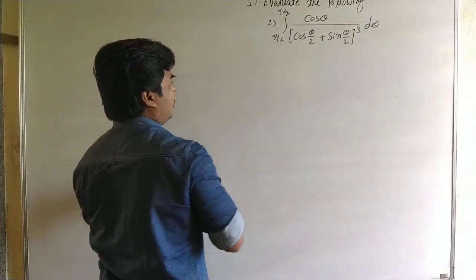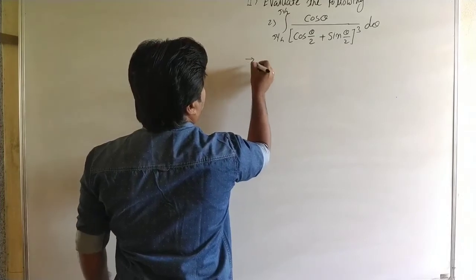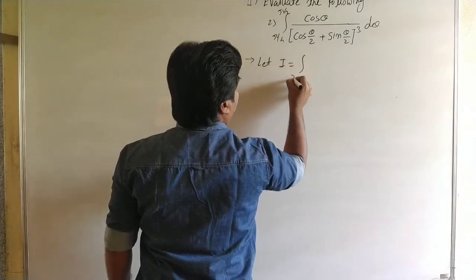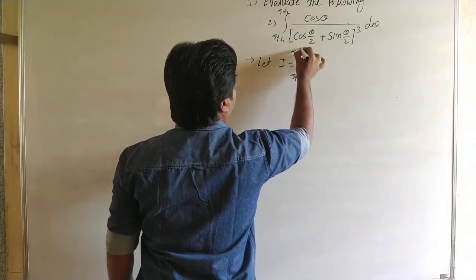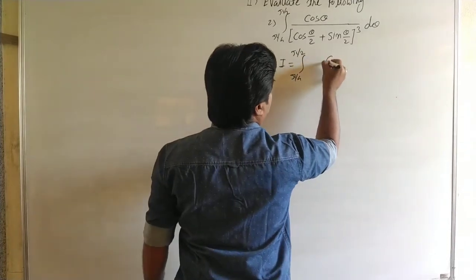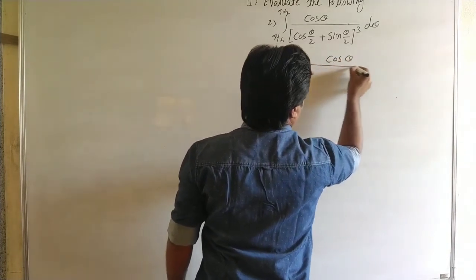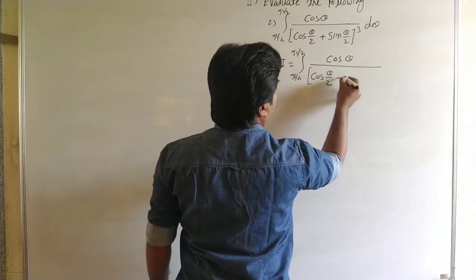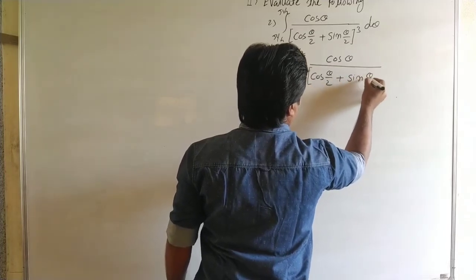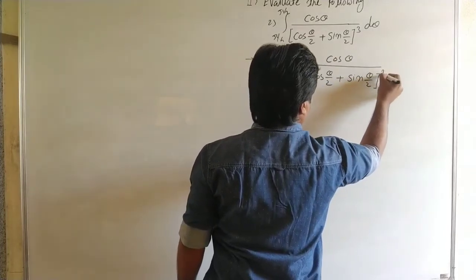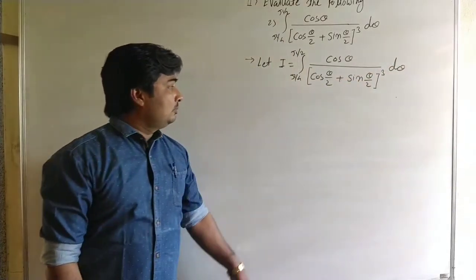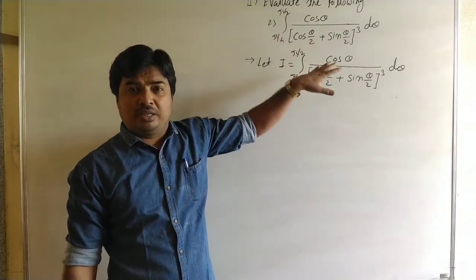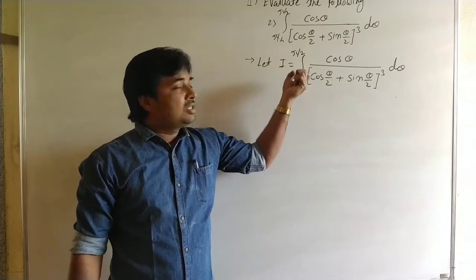Now here let this integral pi by 4 to pi by 2 cos theta upon cos theta by 2 plus sin theta by 2 whole cube d theta. Okay, now here this integral is not of any standard type of indefinite integral. Okay, so first we simplify this.